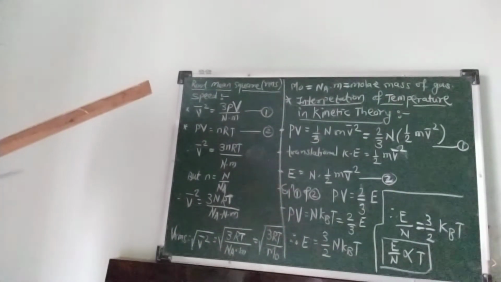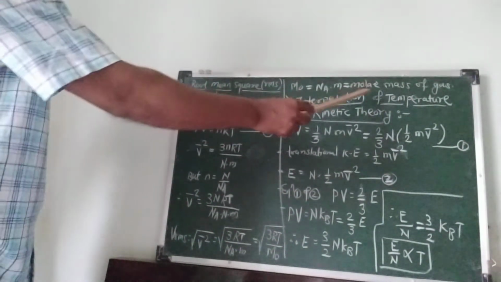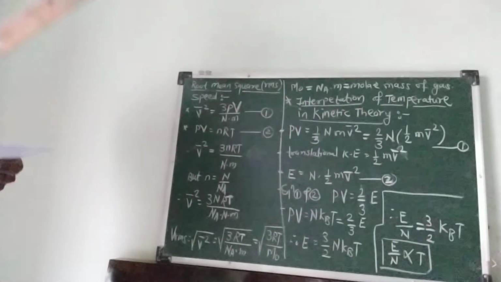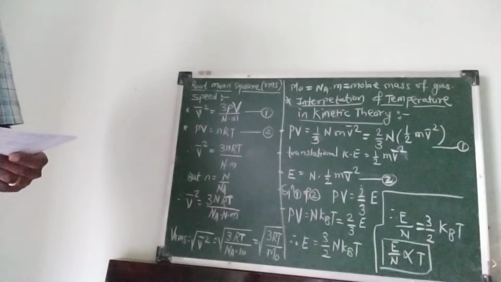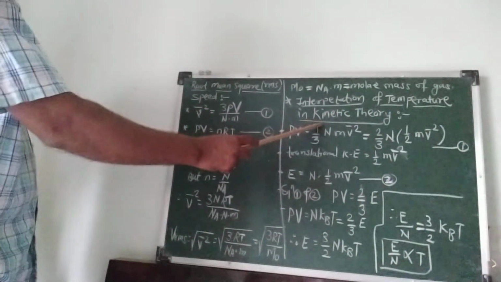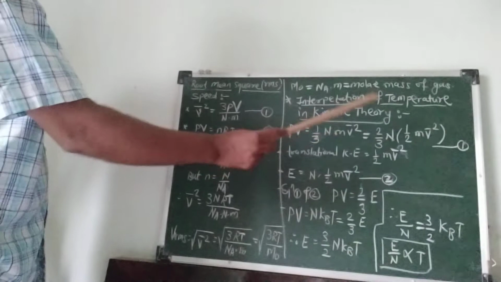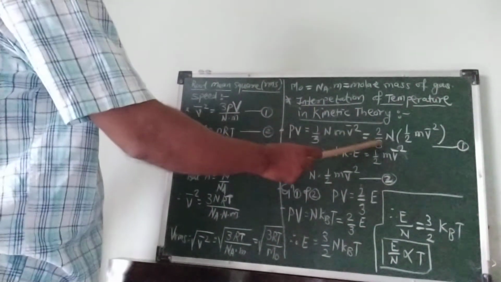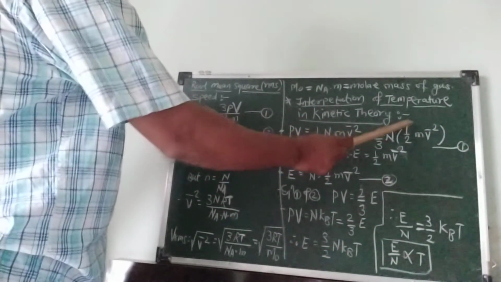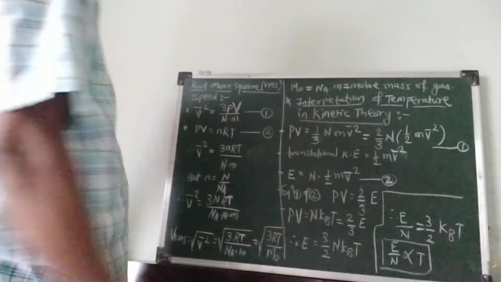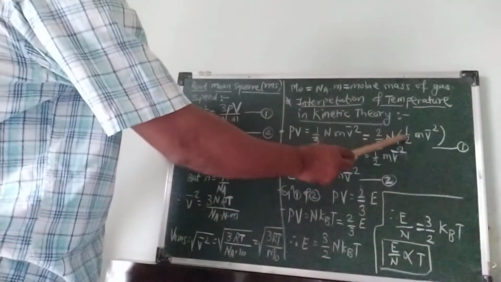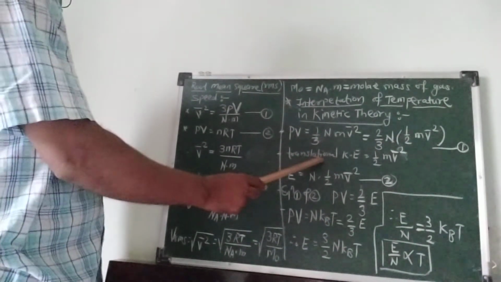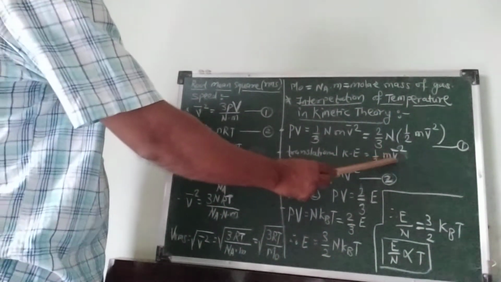Then the next point, interpretation of temperature in kinetic theory. By using the equation of pressure of a gas, PV is equal to 1 upon 3 N m V bar squared. This equation is modified to 2 upon 3 into N into the bracket 1 half m V bar squared. This bracket term is called the translational kinetic energy, and therefore translational kinetic energy is equal to 1 half m V bar squared.